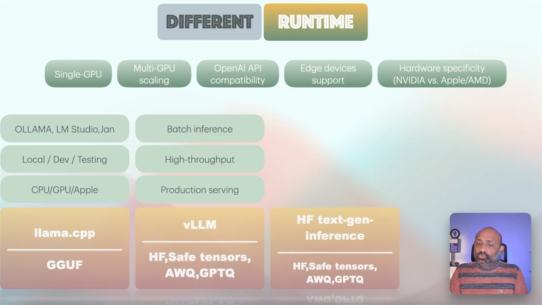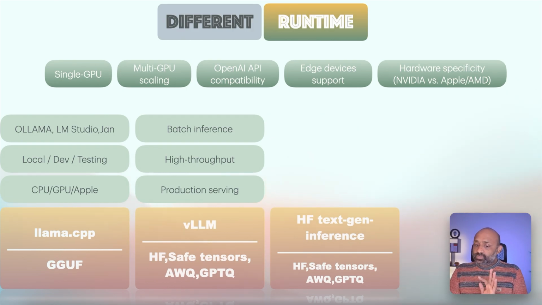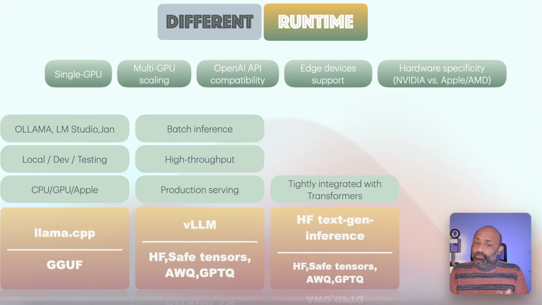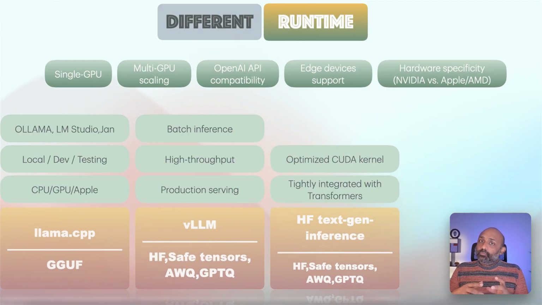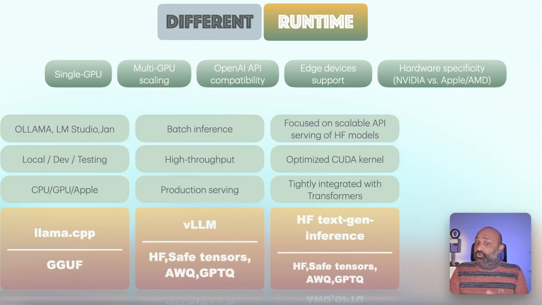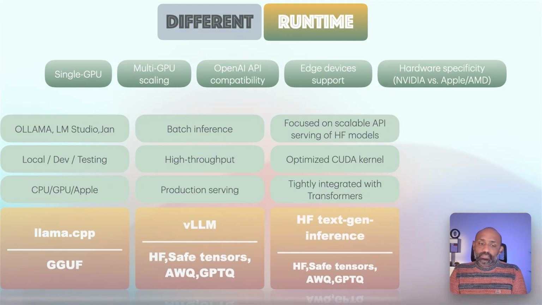And then the next one is the Hugging Face Text Generation Inference runtime. Okay, so this is very specific to Hugging Face, and it also supports Hugging Face SafeTensors, AWQ, and GPTQ types. It is tightly coupled with the transformer models, and predominantly optimized for CUDA kernels. It is focused on scalable API serving for Hugging Face models primarily, right? So that is this runtime.